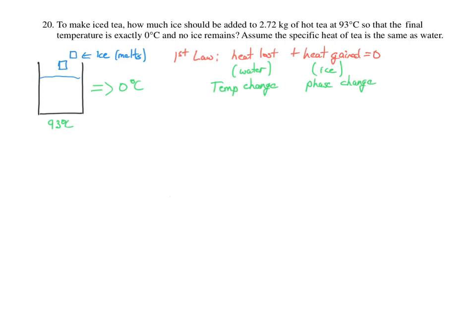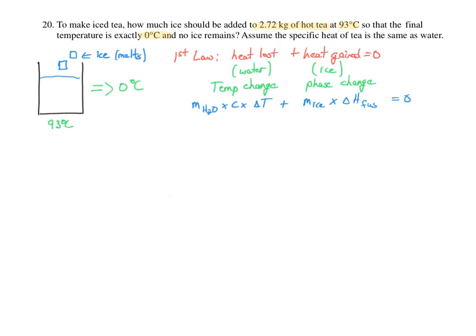All right, we want to understand physically what's going on here. We have some hot water, and we're going to add ice to it. The ice is going to melt, cool down the hot water. We want to calculate how much ice needs to be added so that we get this temperature change and there's no ice that's left unmelted.